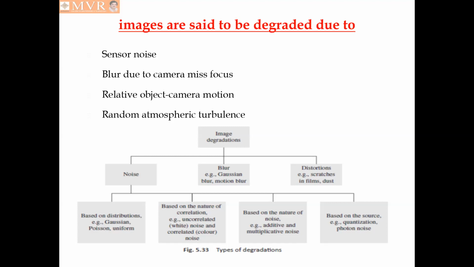Similarly, blur due to the camera misfocus. Whenever we are capturing images, we need to focus our camera perfectly. If we are not able to focus our camera perfectly, the images which are captured may be blurred. So we need to focus the camera in such a way that good quality images are captured by the camera. Otherwise, we will capture blurred images.